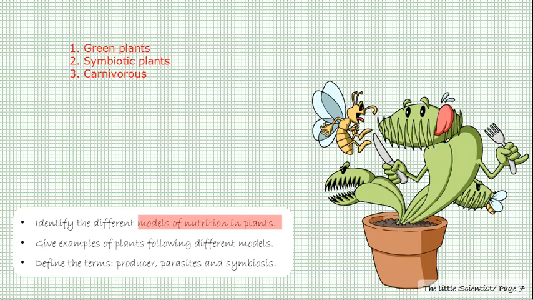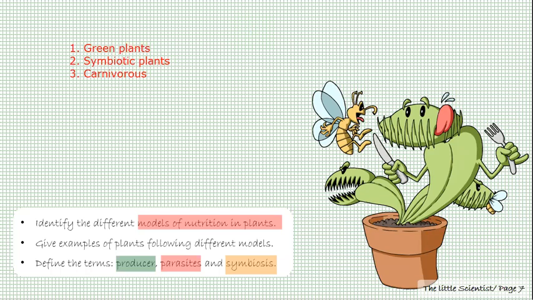What do we mean by a producer? A producer is an organism that produces its own food. Green plants are producers. Parasites, if you can remember, we gave the example of mushrooms. Mushrooms stealing other plants' nutrients. So a parasite is an organism that feeds on others' nutrients. Symbiosis is a long-term relationship between two different organisms, two different species.